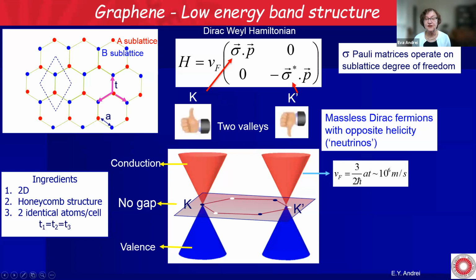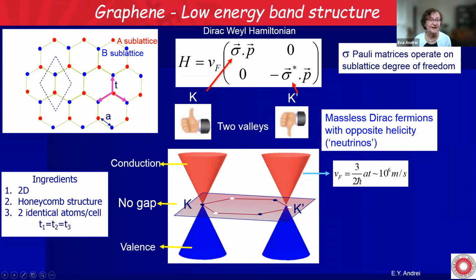A few things to note here. These are massless Dirac fermions. They're massless because the energy is linear in momentum, just like for photons or neutrinos. They have opposite helicity here. Sigma dot p, of course, is the helicity operator, and this one is clockwise, and this is counterclockwise, so they cannot scatter from each other.